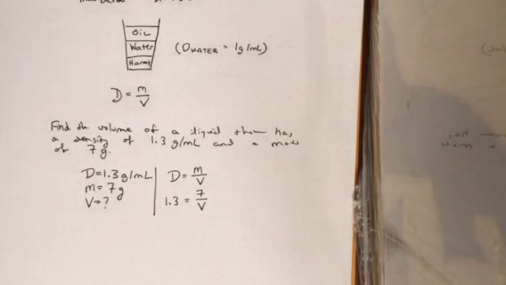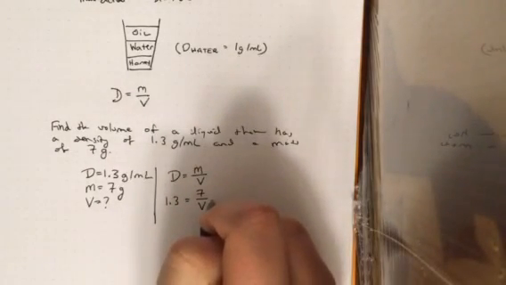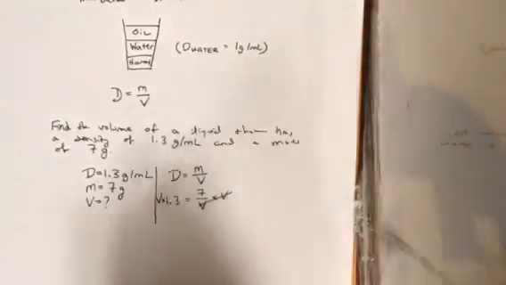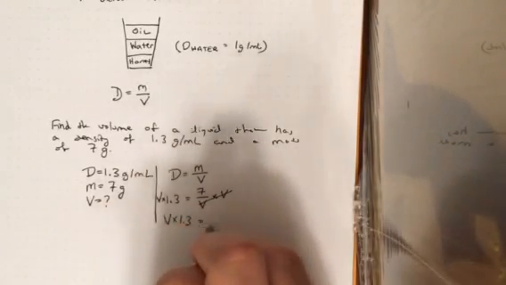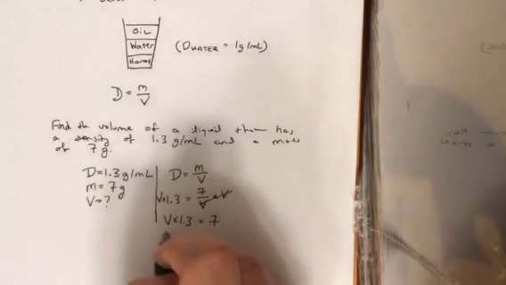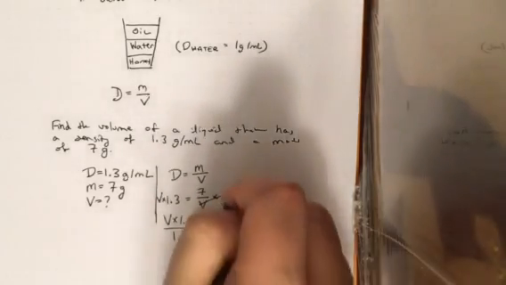And how do you solve this? Well, if you recall, whenever the variable is on the bottom, you can't solve it outright. The first thing you have to do is get the variable on the top. And the way we're going to do that is multiply both sides by V. These V's cancel, and I'm left with V times 1.3 equals 7. Then I can divide both sides by 1.3.